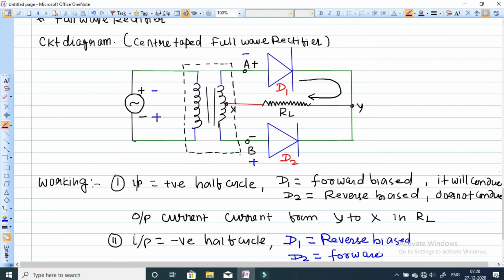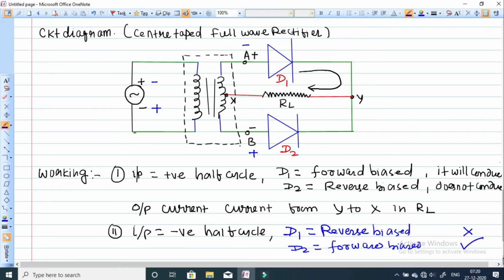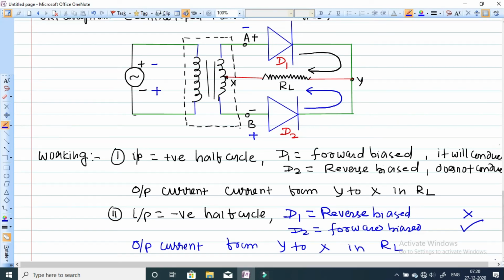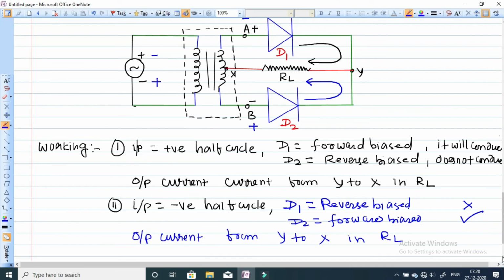Since diode D1 is reverse biased, it will not conduct, but diode D2 is forward biased, so it will conduct, and we will get the current again due to this conduction of diode D2. The diode D2 will conduct from positive to negative. The current will go like this in the load resistance from Y to X. Again we will get the output current from Y to X in the same direction in RL. So we have seen in both the positive half cycle and negative half cycle, the direction of current in load resistance is fixed. It has become unidirectional.